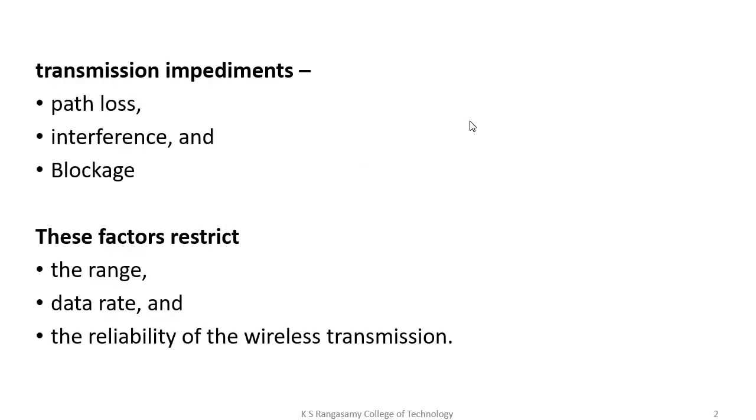So, what are the transmission impediments? The transmission impediments are path loss, interference, and blockage. These three bullets are the transmission impediments. The factors that restrict the transmission are the range, data rate, and reliability of the wireless transmission. We'll see them in detail in the further slides.